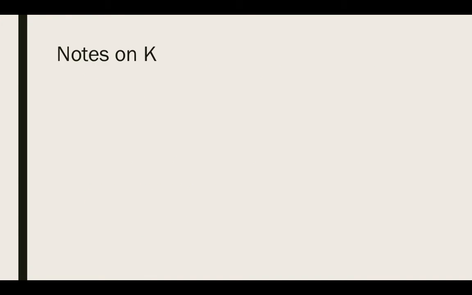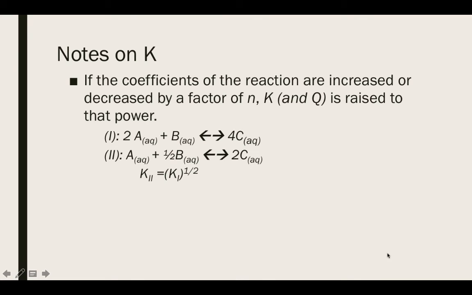Now a couple of notes on our equilibrium constant. First, if we're given an equilibrium reaction and then we change the coefficients of that equilibrium reaction as we have here, notice we started with 2A and 1B yielding 4C. We've essentially cut this reaction in half to have 1A plus 1/2 B yielding 2C. The equilibrium constant for the second reaction will be equal to the equilibrium constant of the first reaction raised to the power equal to the factor by which we changed the reaction. Since we multiplied reaction 1 by 1/2, we raised the K value to 1/2.